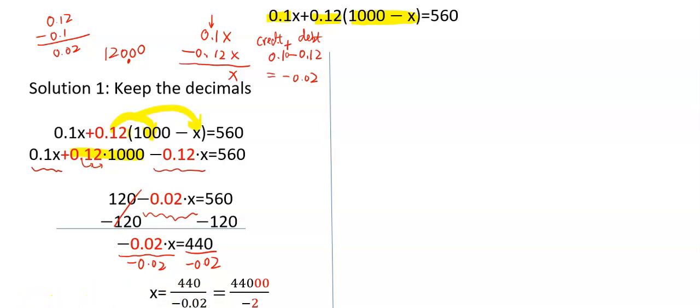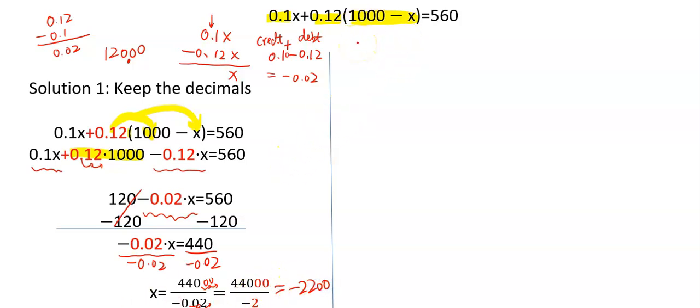Now to divide decimals, we first want to move the decimal point two places to the right so that we can get rid of decimal places. But correspondingly, we also have to move the decimal point in the numerator the same number of times. So we get 44,000 divided by negative 2, which gives us negative 2200.